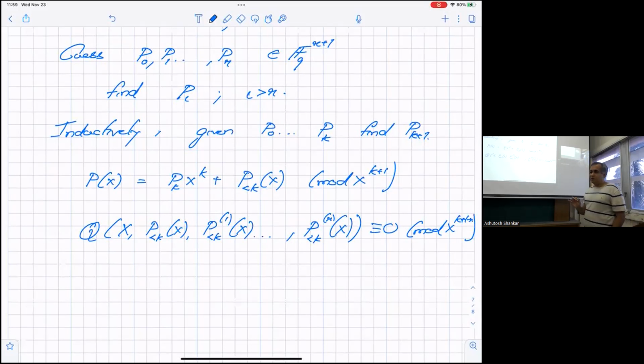Okay. So suppose we've gone up to this point. We have managed to find these. If I had gone mod x^(k plus 1 minus r), I need not have gone further. Only this information of the p's matters. I don't need any further information.